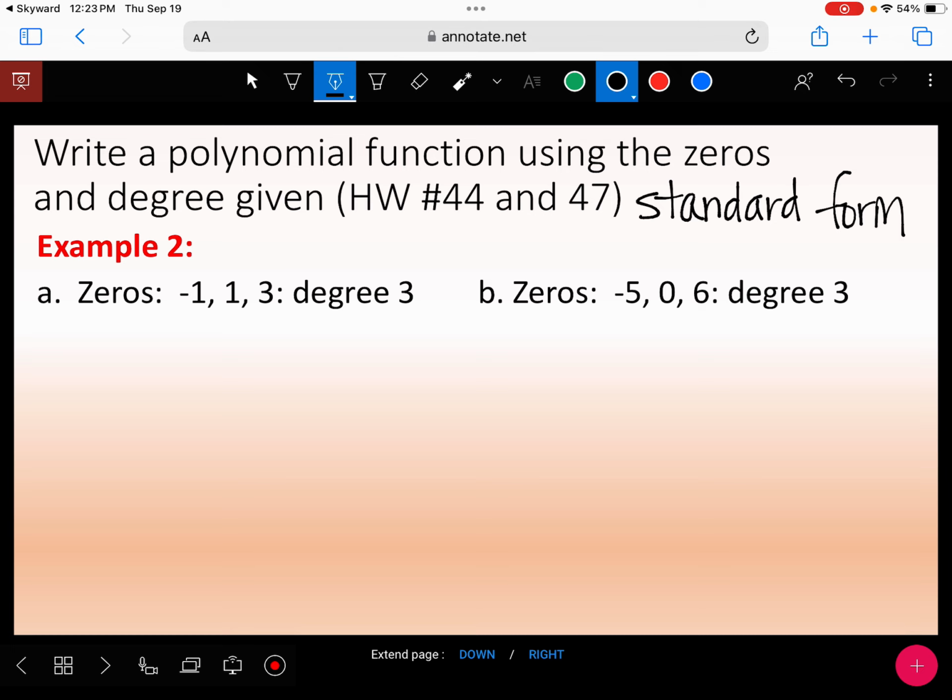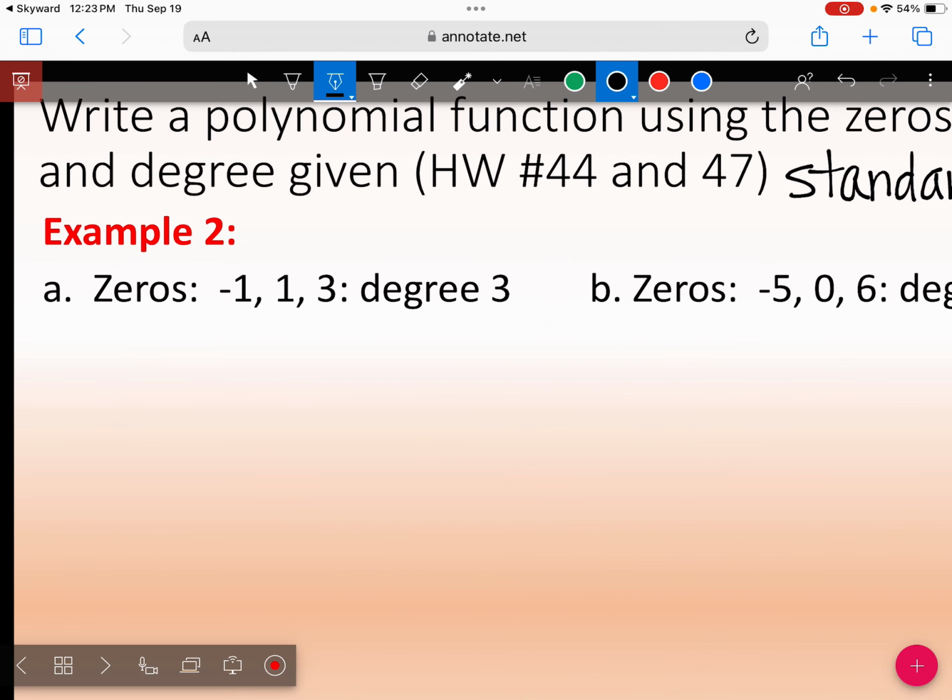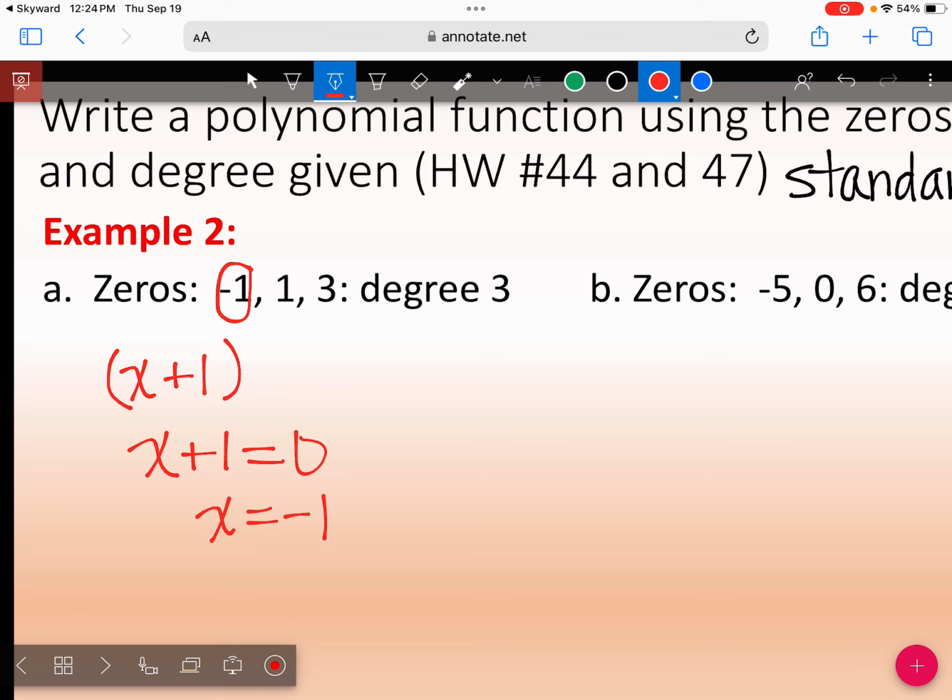In order for you to have a 0 at -1, what do you think my factor is going to be? For me to get a -1, what's my factor? So if you have, let's talk about it, x plus 1 and you solve it, do you see how you get x equals -1?